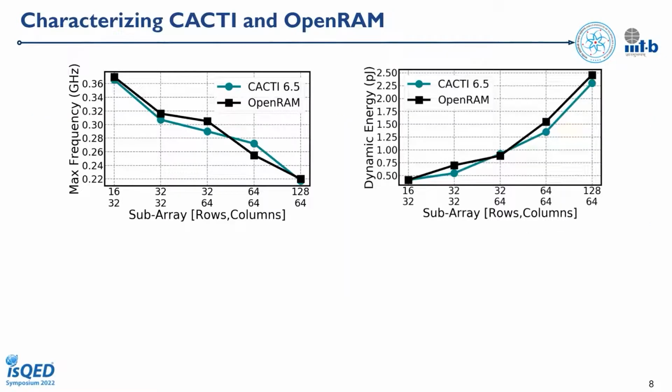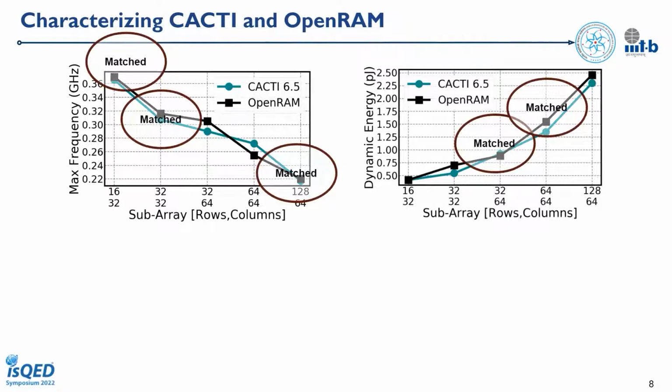Characterizing CACTI and Open RAM. To compare CACTI and Open RAM, we have modeled 60 SRAM subarrays ranging from 64 bits to 1 KB in both CACTI and Open RAM. We have compared CACTI and Open RAM for maximum frequency of operation and dynamic energy.